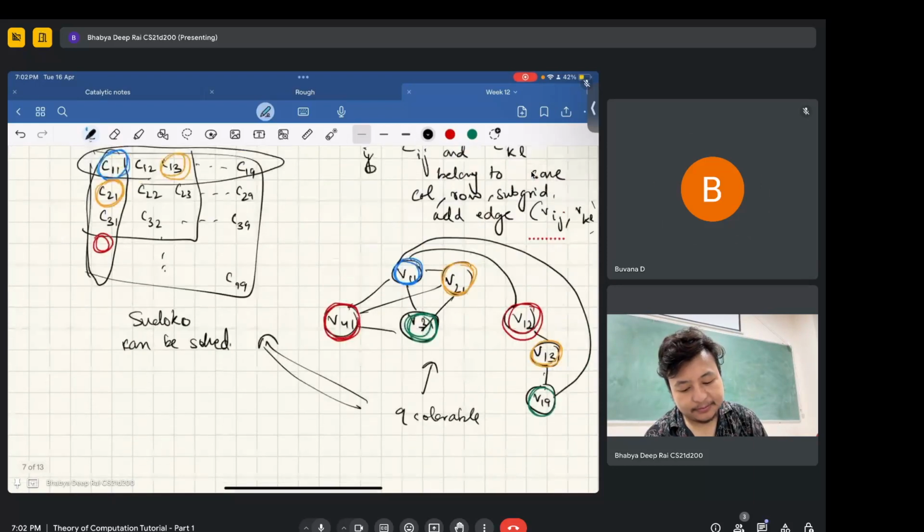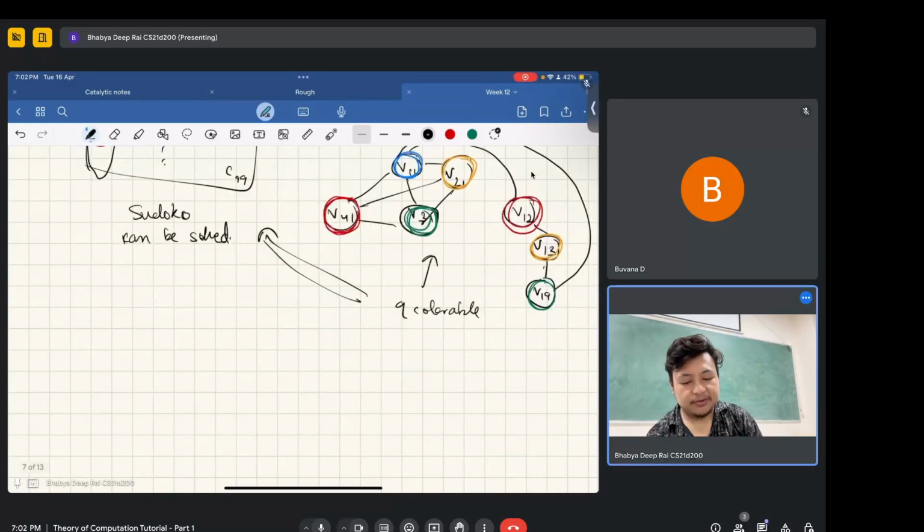So now this Sudoku can be solved, and therefore Sudoku reduces to 9 colorability. So this is correct.